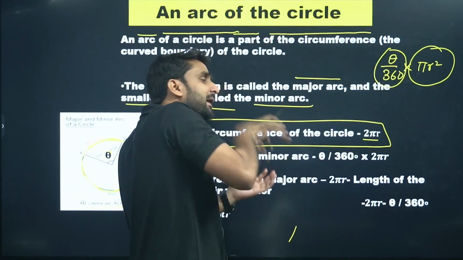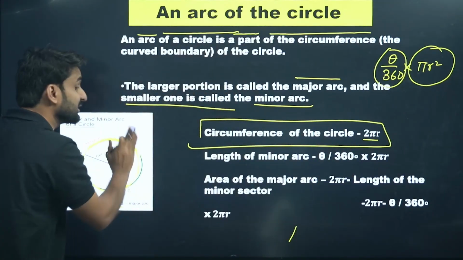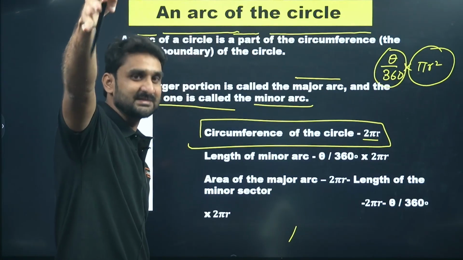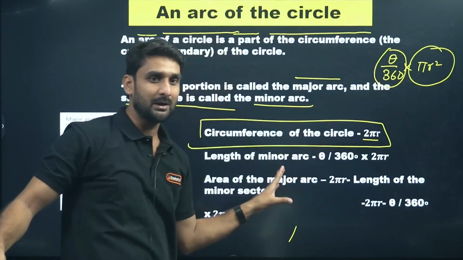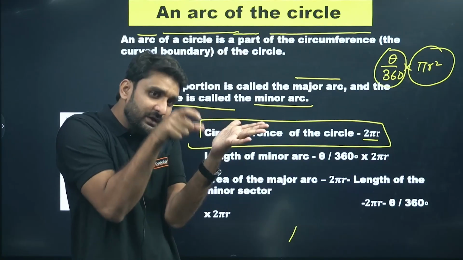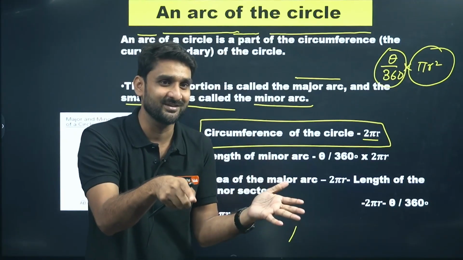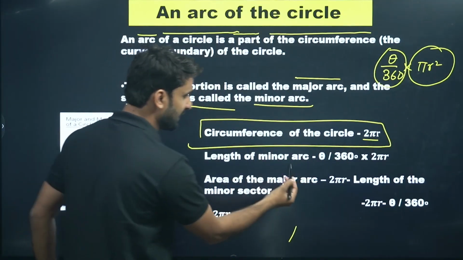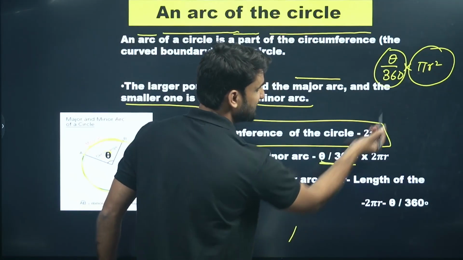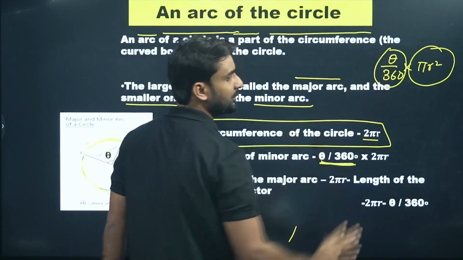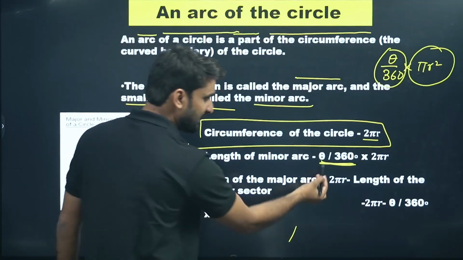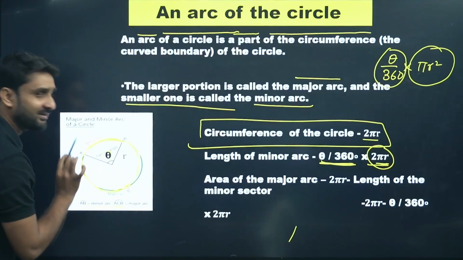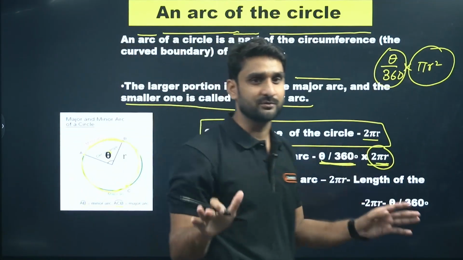But instead of taking pi r square, what are we going to take? We are going to take the circumference, because an arc is a part of the circumference. To calculate the area of a sector, we were using pi r square. But here, to calculate the length of the arc, which is present on the boundary of the circle, we will be taking the circumference of the circle. So the length of the minor arc is equal to theta by 360, which remains the same as in the previous formula used for the area of the sector, into 2 pi r. Why are we taking 2 pi r? Because we are discussing an arc, and an arc is a part of the circumference of the circle.